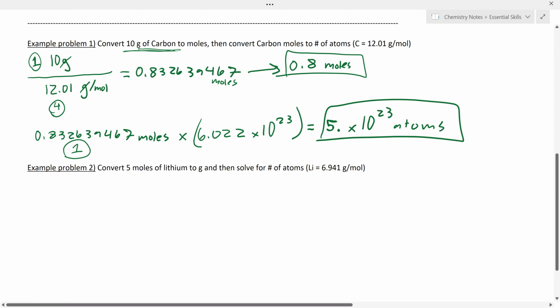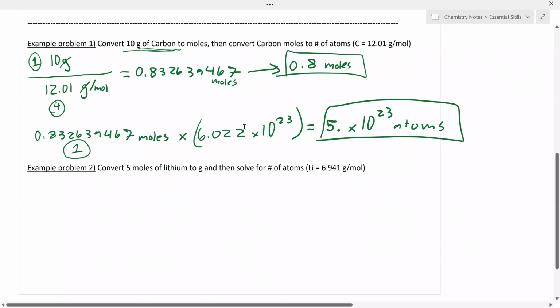Say, for example, the problem said convert 10 grams of carbon to number of atoms, you could still solve that. You just convert to moles first and then use that to solve for atoms, so that's helpful. Next part. So we're going to take 5 moles of lithium to grams and solve for number of atoms.